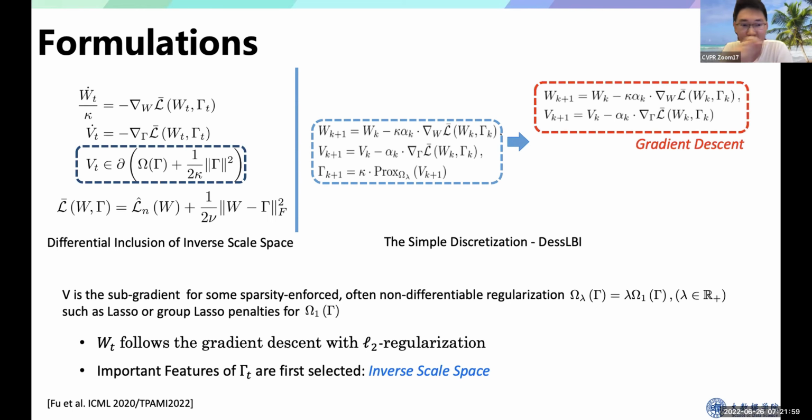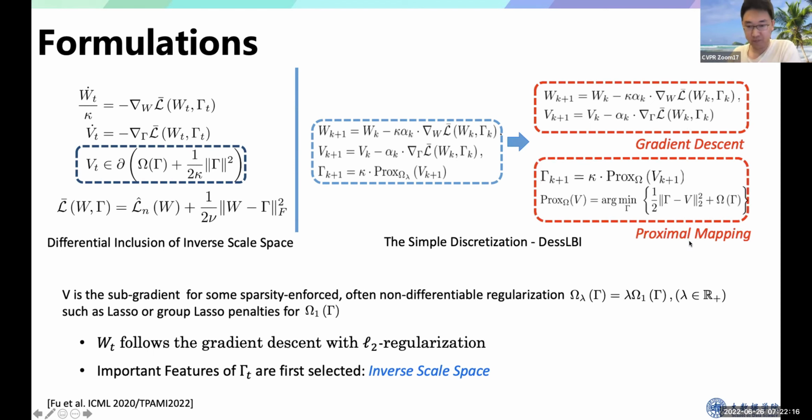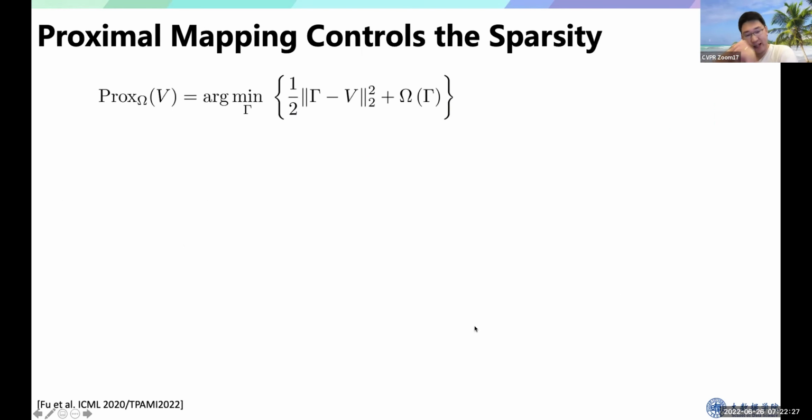Basically, it's this formulation, and we divide it into two parts. The first part is the gradient update for W and the proximal mapping for gamma. Okay, let's give more detail about proximal mapping. The proximal mapping basically controls the sparsity, right? The proximal operator basically projects the dual element V into a primal element with sparsity enforcement.